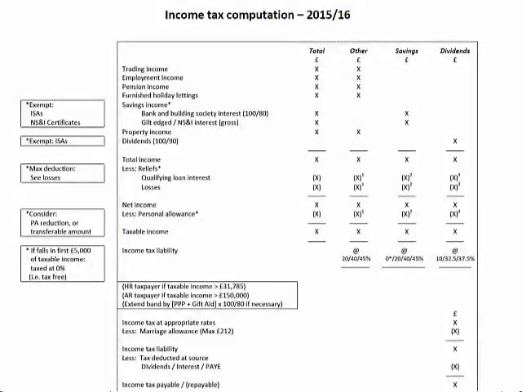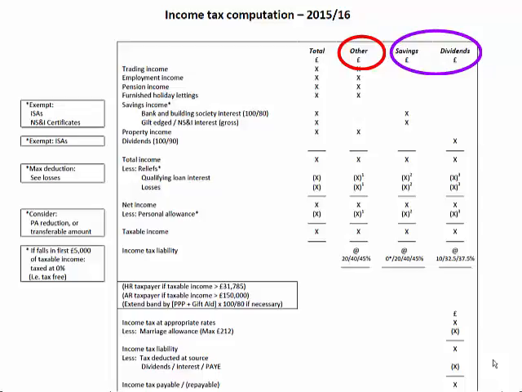So returning to the material now and going back to the income tax computation itself, we've looked at a couple of examples where all of the income has fallen in the other income category. We're now going to introduce some questions that look at savings and dividends.